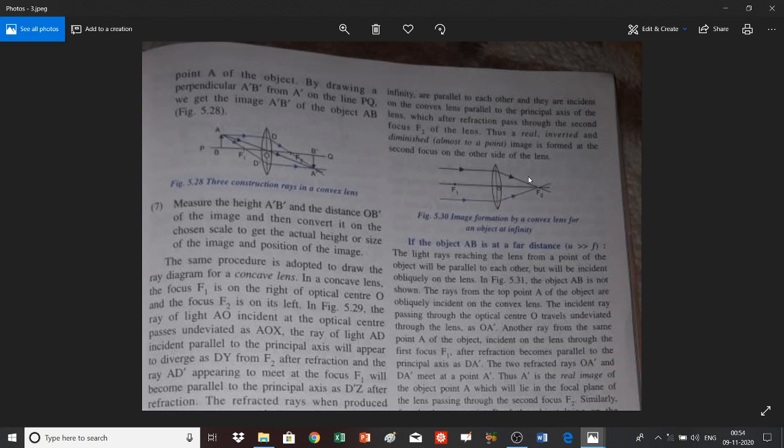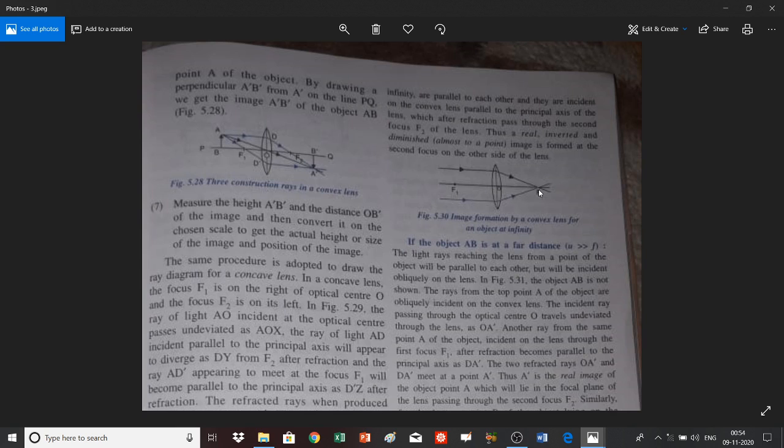So all these three rays will meet at the point f2. So in this case the image will form at the point f2. So this is nothing but a point image. So if an object is placed at a very large distance, that is infinite distance, in that case the image formed is nothing but a point image.